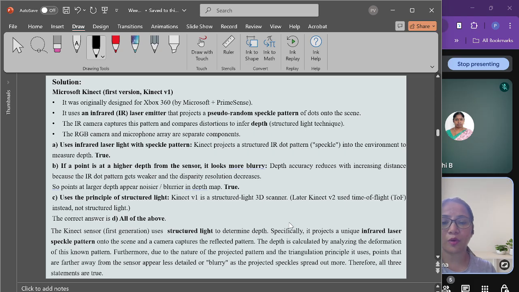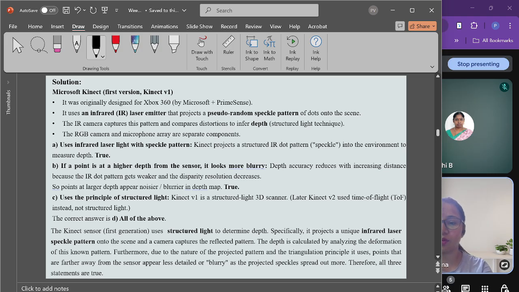So the point at the larger depth appears noisier or blurry in the depth map. So this one is also true. Option C uses the principle of structured light. Kinect V1 is a structured light 3D scanner, and the later Kinect V2 uses time of flight instead of structured light. So it uses the principle of structured light. Okay, so the correct answer is all of the above.